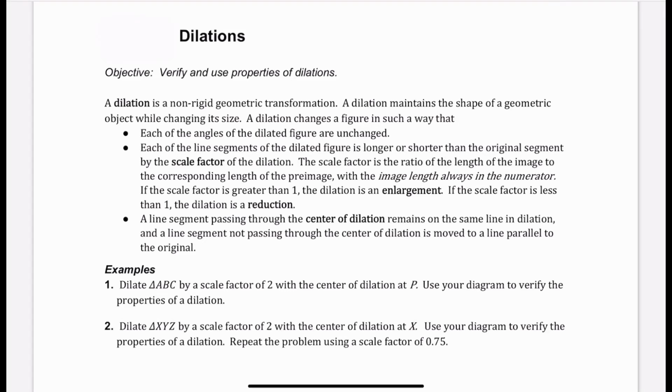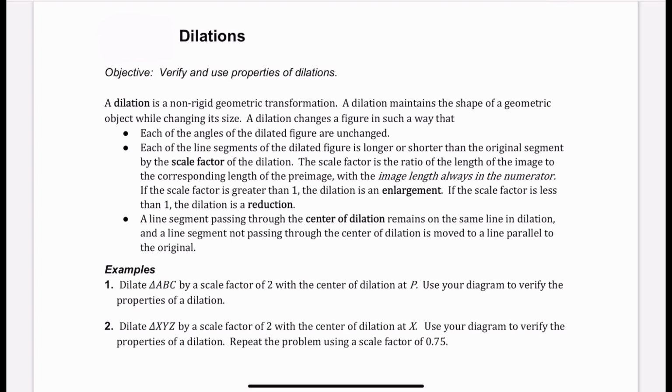Today we're looking at dilations. We're going to verify and use properties of dilation. A dilation is a non-rigid geometric transformation. A dilation maintains the shape, it's the same shape of the object while changing its size. So maybe it's getting bigger or maybe it's getting smaller.